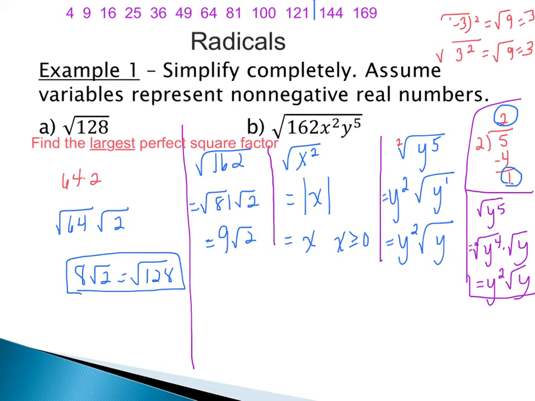And then you have a remainder of 1. So that's your power on the inside. So we have y squared and then square root of y. Finally, we need to put all these pieces together.